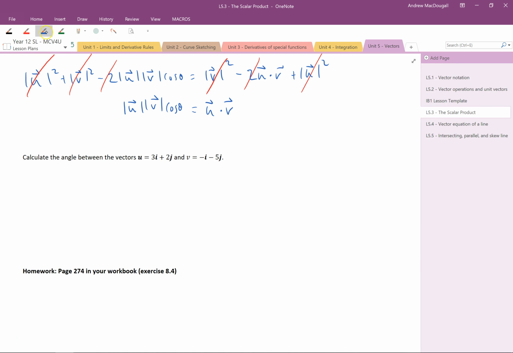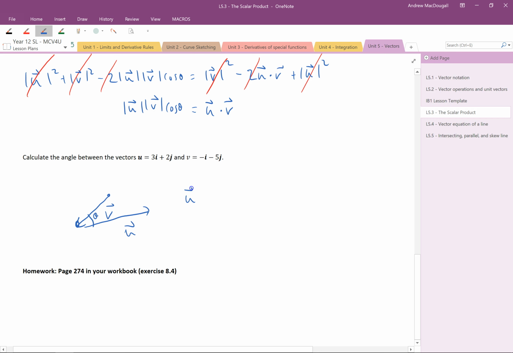So let's do a practical example here. We want to find the angle between these two vectors. u means you go over 3, up 2, so say this is u, and for v we go left 1, down 5. Now let's draw v first, it doesn't really matter. It goes like this, this is v, and then u will be something like this. And we want to get the angle between them.